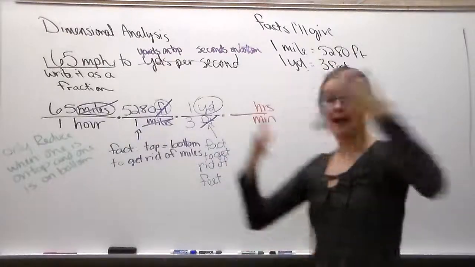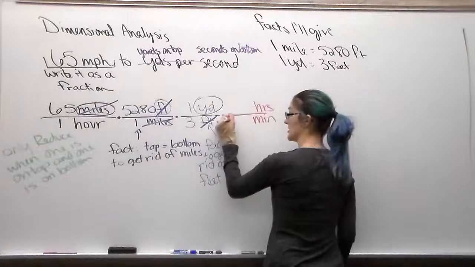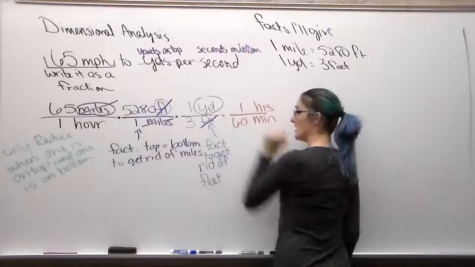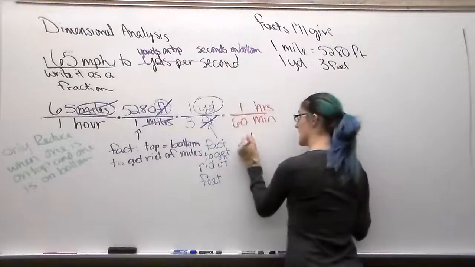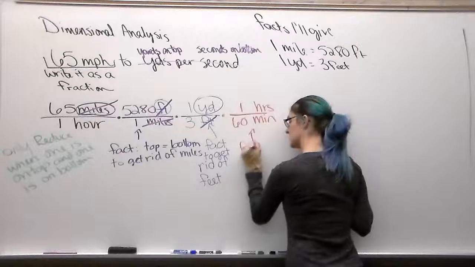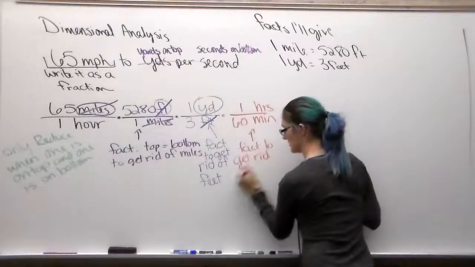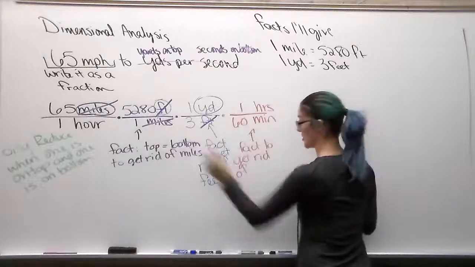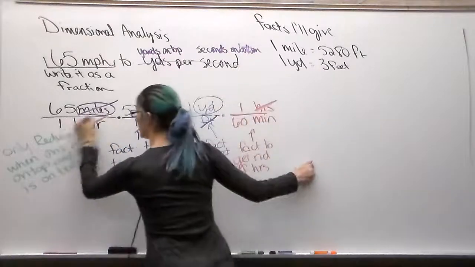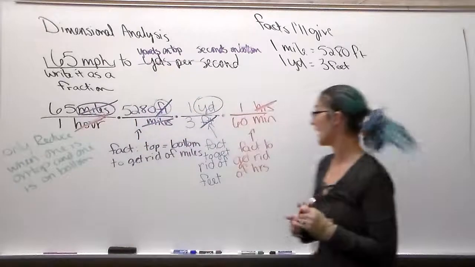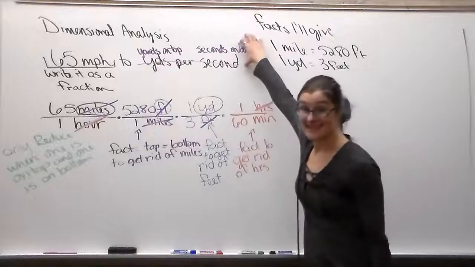How many hours are in a minute? How many minutes are in an hour? Hopefully, y'all know that there's 60 minutes in 1 hour. So top equals bottom. This is my fact to get rid of hours. Since hours is on top over here and on bottom over here, it can reduce away. Okay. I want seconds on bottom.